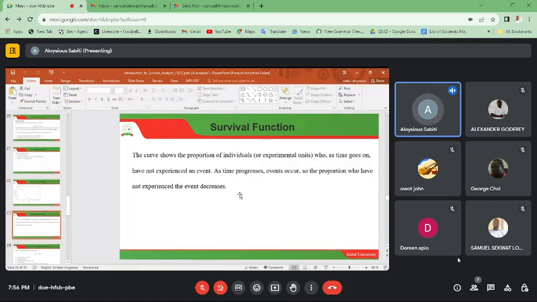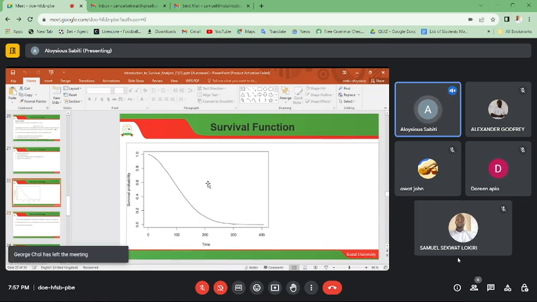And the explanation here is that the curve shows the proportion of individuals or experimental units who, as time goes on, have not experienced an event. As time progresses, events occur so that the proportion who have not experienced the event decreases. So you can see that the probability that someone may be able to survive to the next years keeps reducing from 100 as it reduces in that regard.